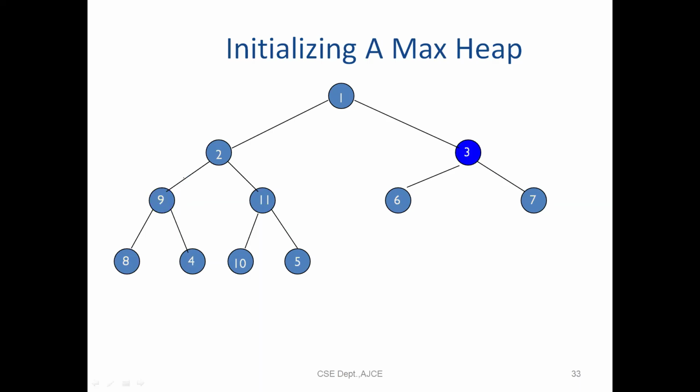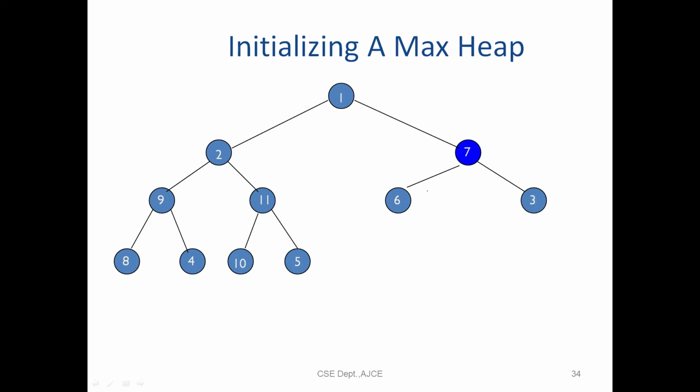Okay. Now we move to n by 2 minus 2. So this position is over. This is over. Now we come here. Now what do you have to do? 3, 6, and 7. 7 is greater, so exchange with 7. Now we move to the next position, that is 2.